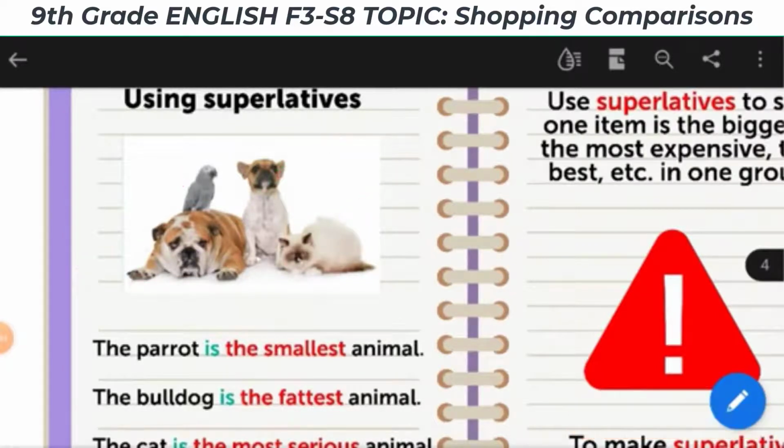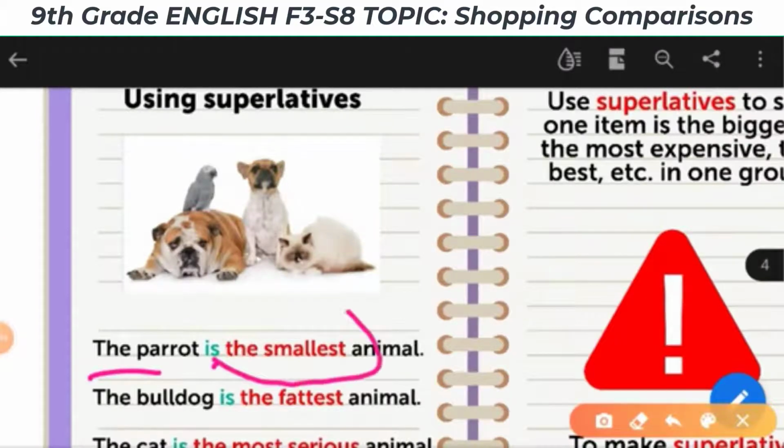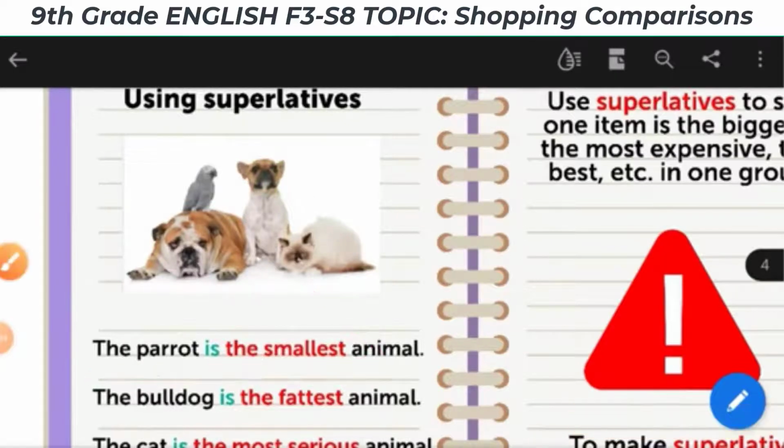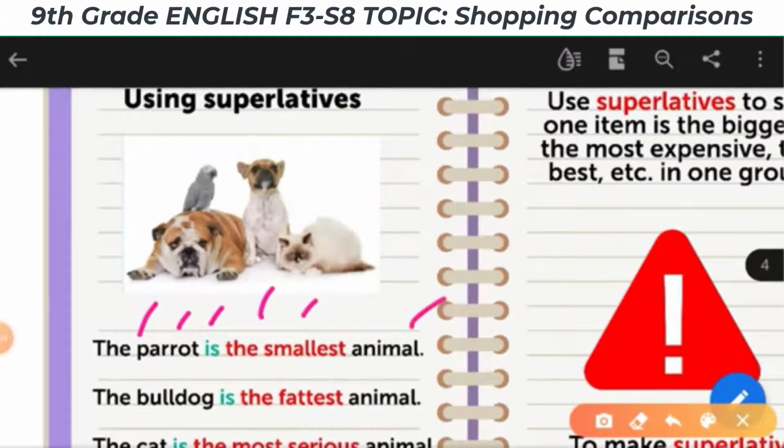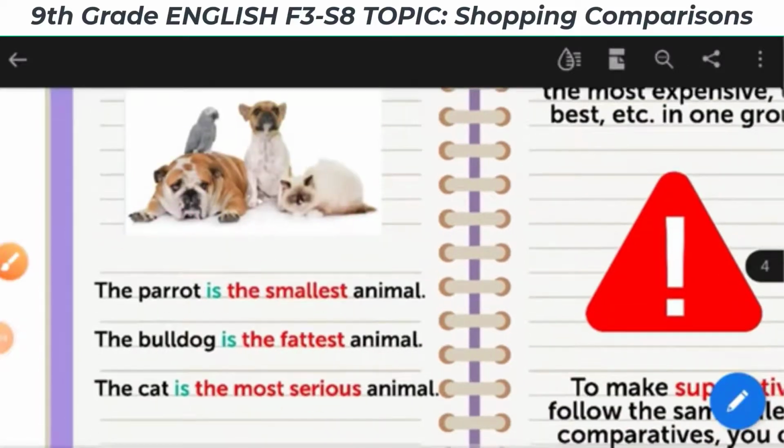Now, the parrot, el perico, is the smallest. Attention here. Aquí ya no lleva ni el as y ya no lleva ni el smaller than. No, ya no lo lleva. Si te fijas, lleva el est y lleva el the antes. En Spanish, it will say el perico es el más pequeño animal. Yes, the smallest. Is the smallest animal. The parrot is the smallest animal.